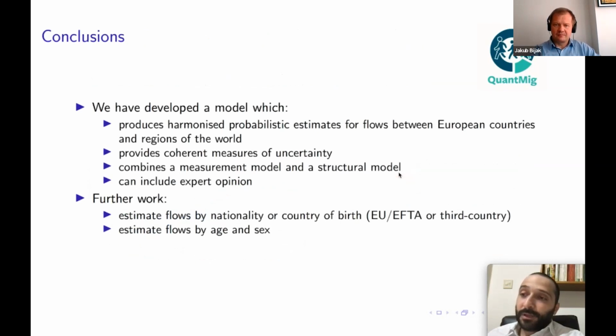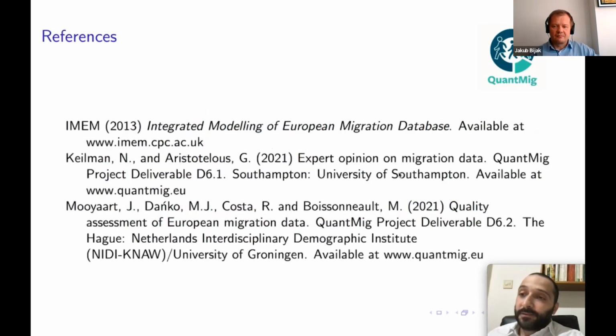To summarize, we have developed a model which produces harmonized probabilistic estimates for flows between European countries and regions of the world. It also provides coherent measures of uncertainty while combining a measurement model and a structural model. The model has also the ability to incorporate expert opinion by the use of expert-based prior distributions. As part of future work, we aim to extend the model so that estimated flows are further broken down by nationality or country of birth and age and sex.